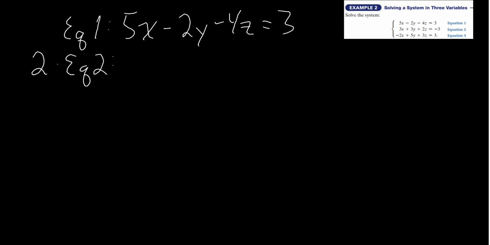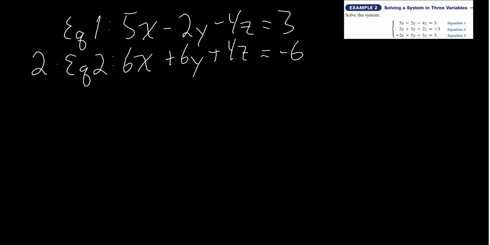So this 3x turns to a 6x, this 3y turns to a 6y, this 2z turns to a 4z, and this -3 turns to a -6. All right, I'm just multiplying the second equation by 2. So I'm going to have 6x plus 6y plus 4z, and that's equal to -6.